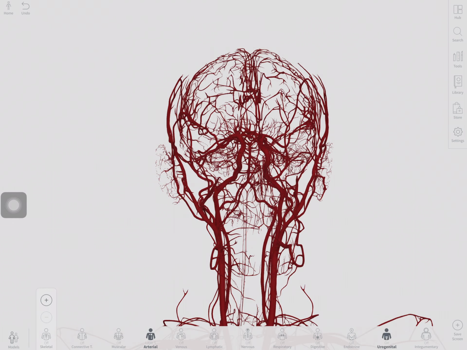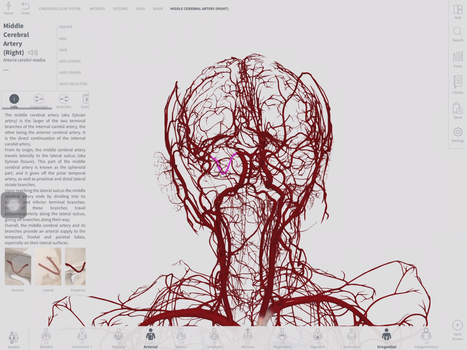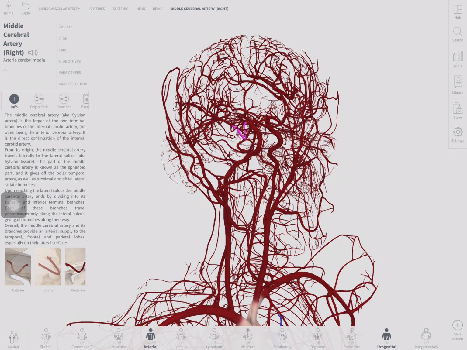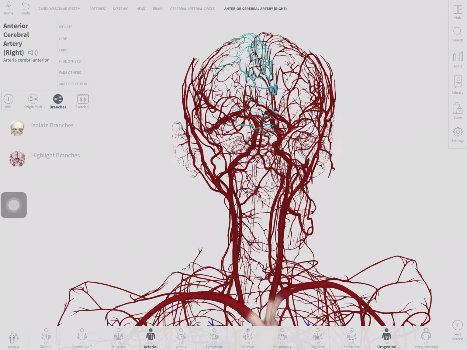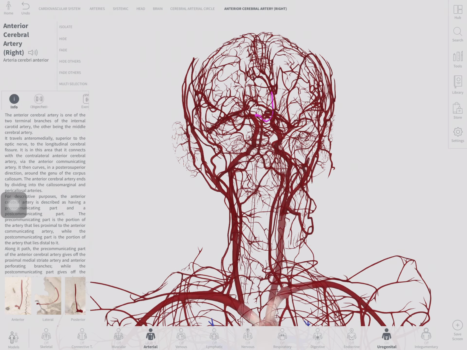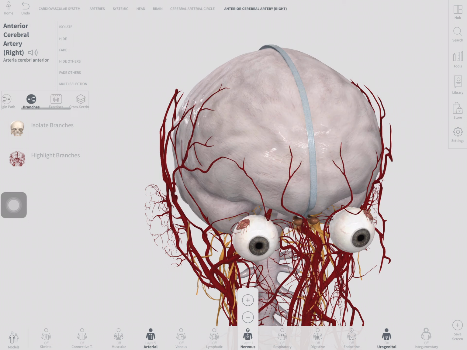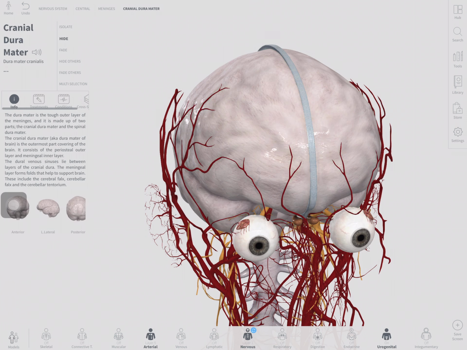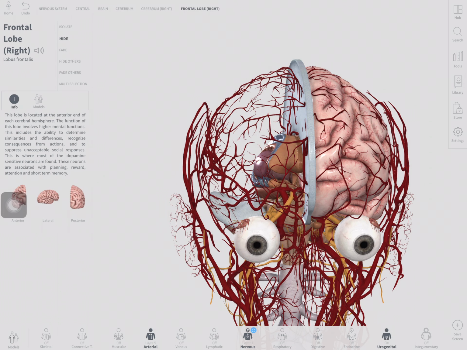Now here you can see this is the anterior cerebral artery, this is the middle cerebral artery, and this is the anterior cerebral artery. You can see the anterior cerebral artery and its branches. I will hide this. The cerebral artery is running on the brain.